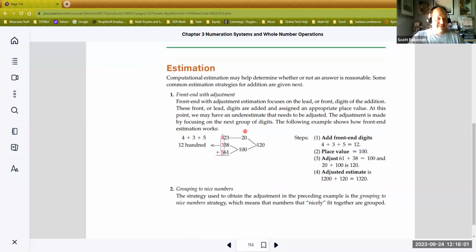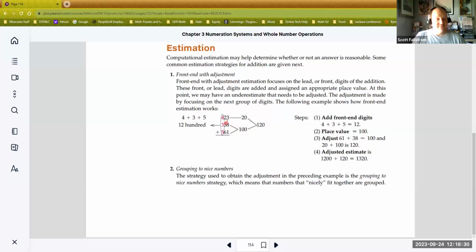Okay. Estimating, there's a couple different ways to estimate. You can do a front end where you kind of say, okay, let me just take all of the hundreds places, like 1200, and then you kind of chunk the rest together to maybe get an adjustment. And so adjustment here would be very quickly done. So instead of 23, 38, and 61, you find things that are very close to. 38, 61, that's pretty much 120. So add them together, you get 1320. You can just do front-end estimation. This would be pretty close. If you rounded all of them down, this would be pretty close to 1200.